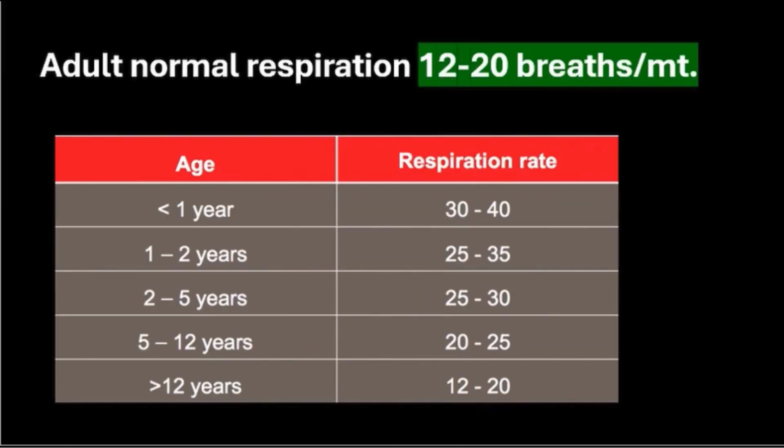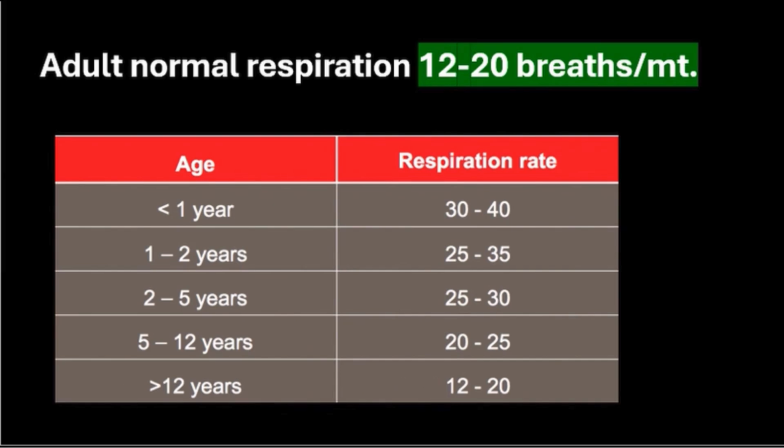Let us see the chart of normal respiration for adults and different ages of children. If it is less than 1 year, it is 30 to 40, and 1 to 2 years, 25 to 35, 2 to 5, 25 to 30 breaths per minute, and 5 to 12 years, 20 to 25. Then if it is an adult more than 12 years of age, normal respiration will settle in the 12 to 20 range.